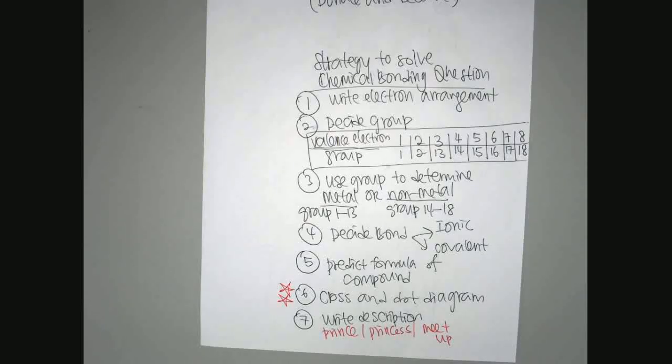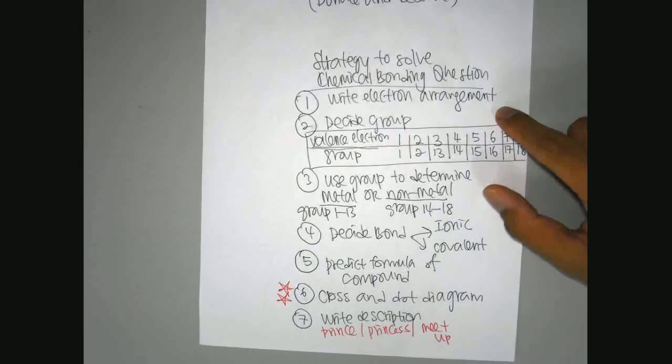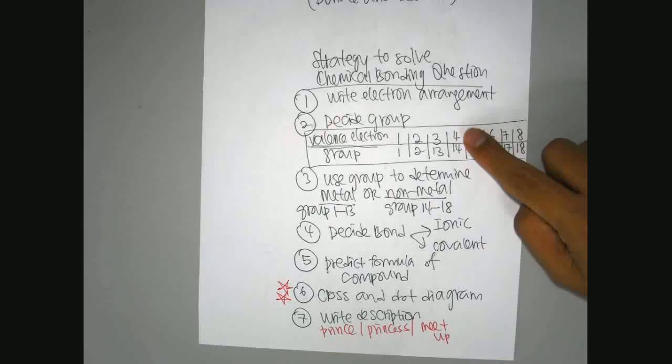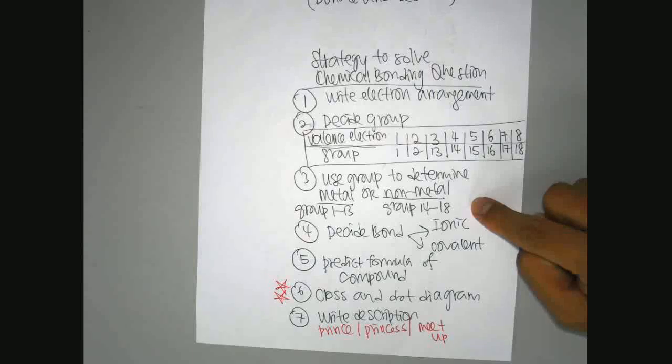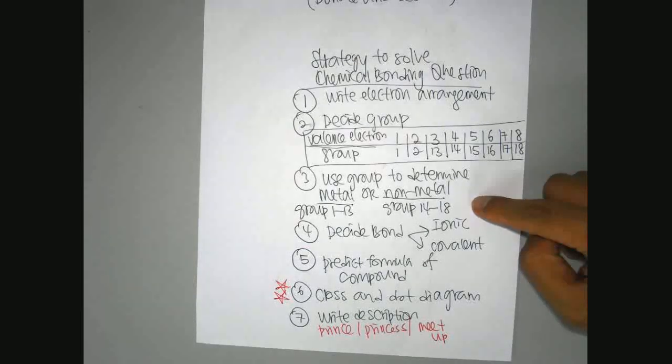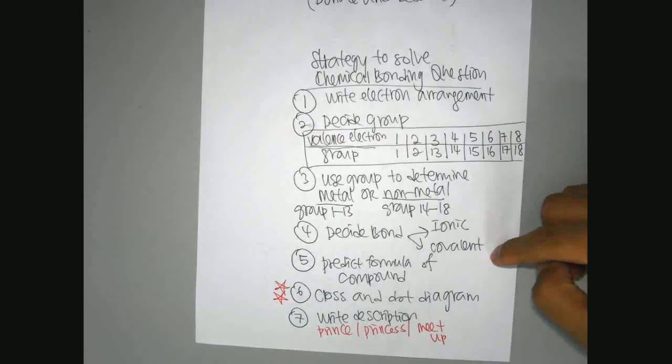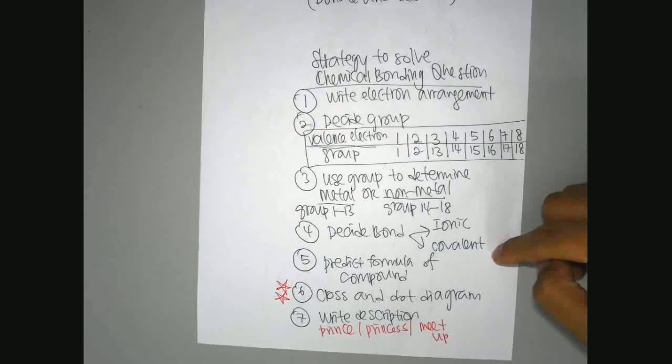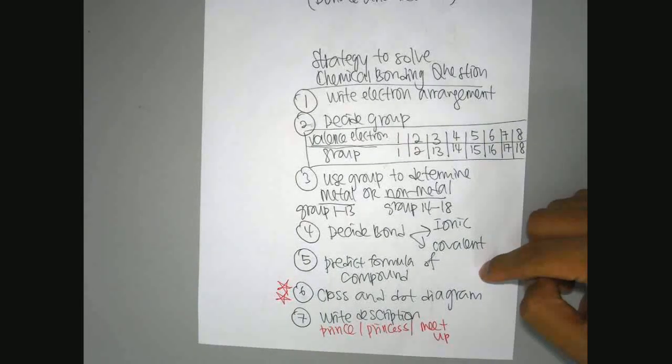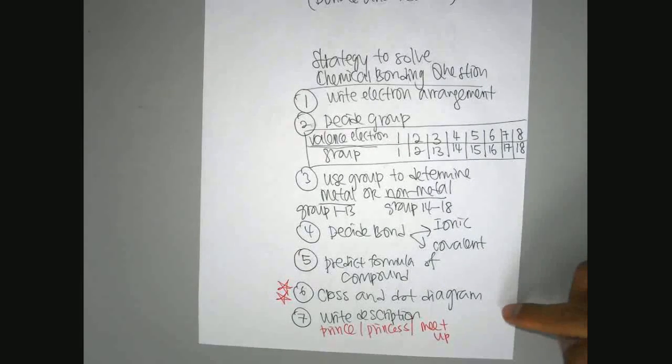Whenever we are given a question, we must know exactly what steps to take. We write the electron arrangement for those substances. From the electron arrangement, we refer to the valence electrons and decide the group. The group tells us whether they are metal or non-metal. Once we know, we know whether we will form an ionic bond. Then we predict the formula of the compound, and then we draw the cross and dot diagram.